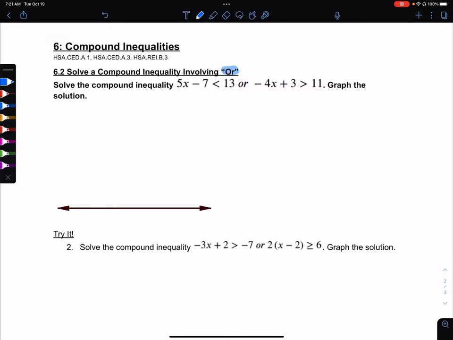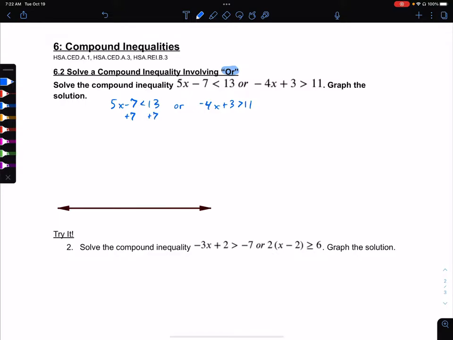Graph the solution. What you want to do with these problems is treat them as if they were two different problems and then just put them on the same graph or the same number line. Just pretend that they're completely separate of one another. And if you can solve an inequality, you can solve a compound inequality. It's that straightforward. So again, just pretend they're two different problems, solve them as you normally would.